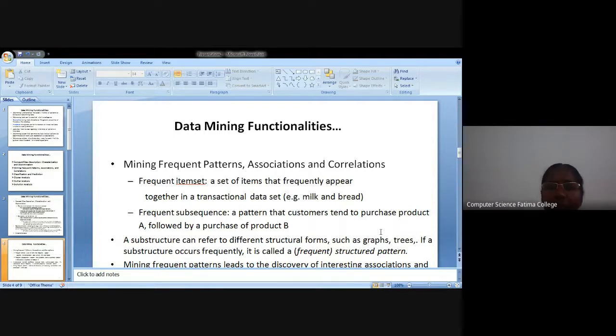Frequent subsequence is a pattern where a customer tends to purchase a product, such as milk, followed by purchasing another product, bread. That is a frequent subsequence. These are customers who tend to buy one product and then follow it by purchasing another product. That is called a frequent subsequence.